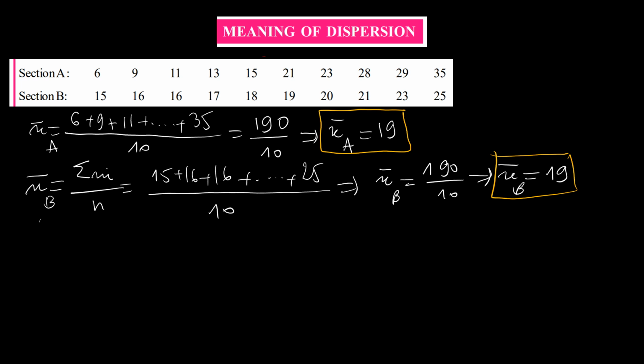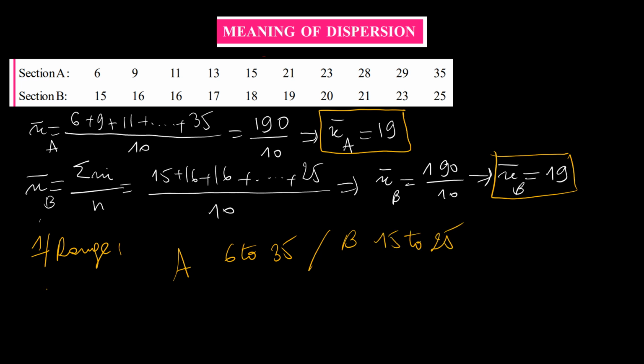So here let's move to the measures of dispersion, and the first measure, which is the range. The scores of all the students in section A range from 6 to 35, and in section B the scores range from 15 to 25. The range is the largest number minus the smallest number. So the range of section A equals 35 minus 6.